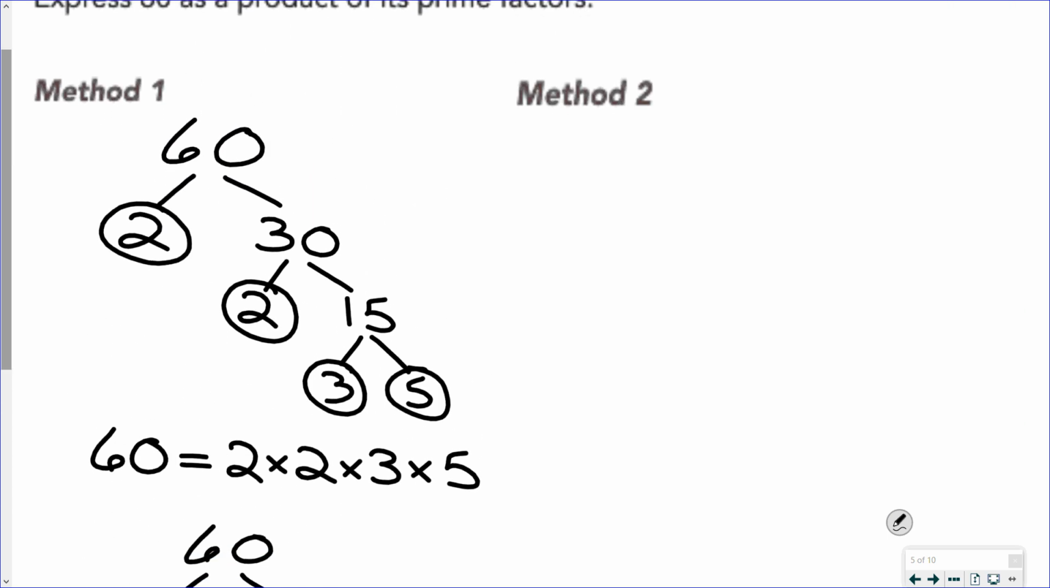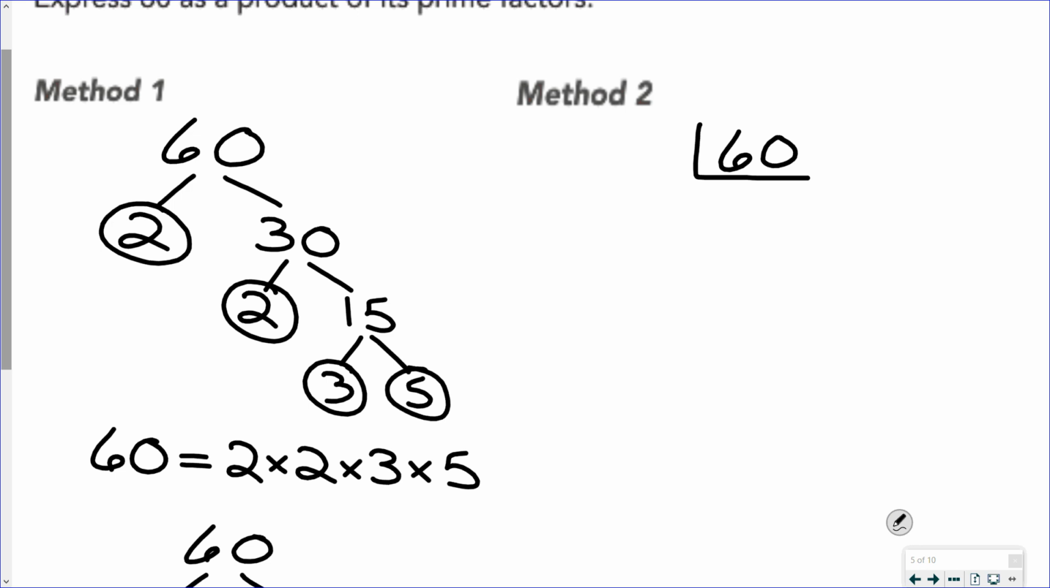Our other method is known as a factor ladder. So for a factor ladder, it's going to look very similar to division, but it's going to look like it's going upside down. So instead of putting the quotient on top of the 60, we're going to put it below the 60. With a factor ladder, you can only divide by prime numbers. So I cannot divide 60 by 10. I cannot divide it by 6 or 4 or 15 or 12 or 30 because those are all composite numbers. They are not prime numbers.